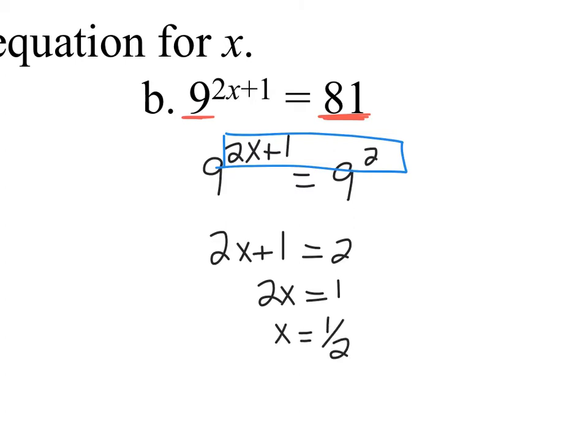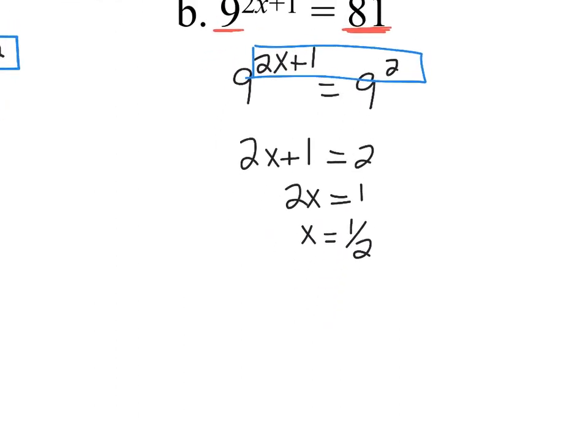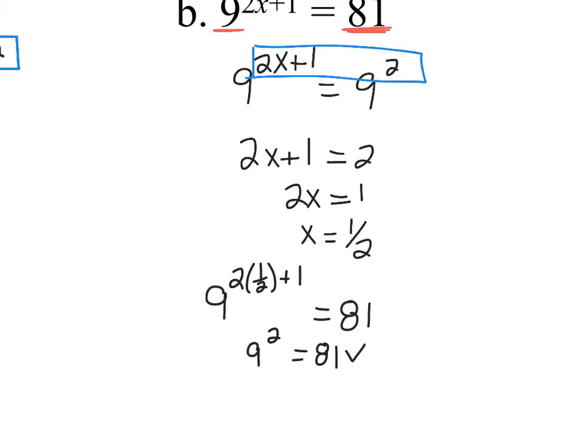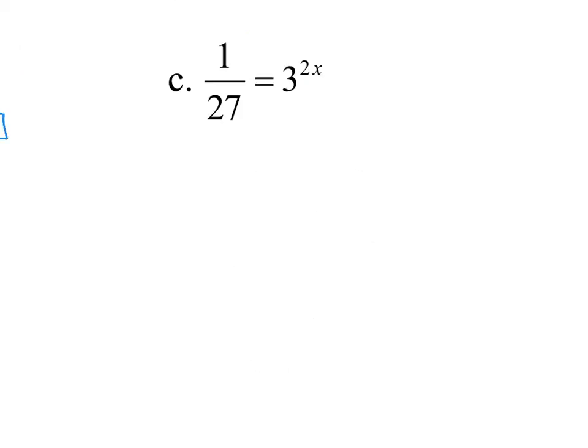This one we should go ahead and check. The previous example, it was pretty clear. I'm plugging in 1/2 in for x and seeing if that equals 81. 2 times a half is 1, so 9 to the 1 plus 1, or 9 squared equals 81. That checks.